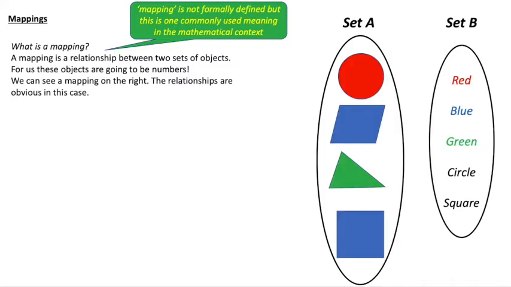Now, we can see a mapping on the right. Well, we see two sets on the right, and then the mapping is the arrows which connect various members of the two sets together. And in this case, the relationships are obvious. The red circle is mapped to the word red and to the word circle. The blue parallelogram is mapped to the word blue, and so on. So we suspect that the mappings, the arrows that connect the various items, are based on descriptions of them.